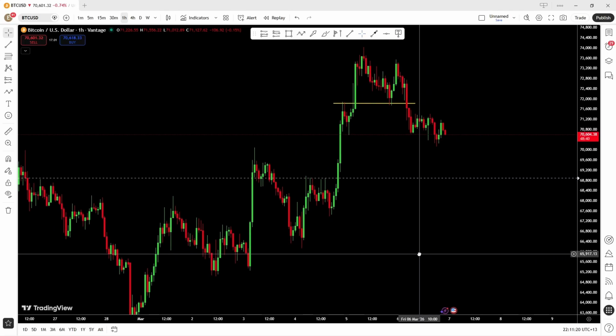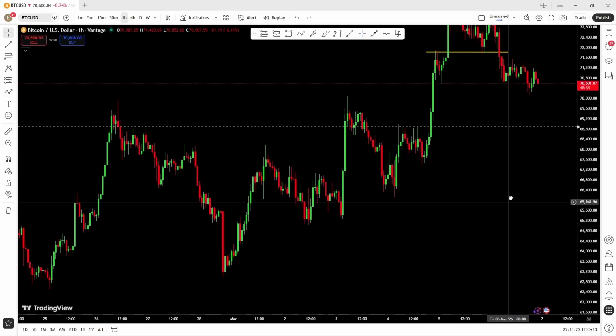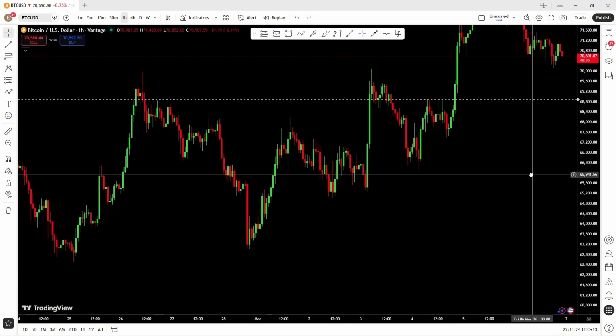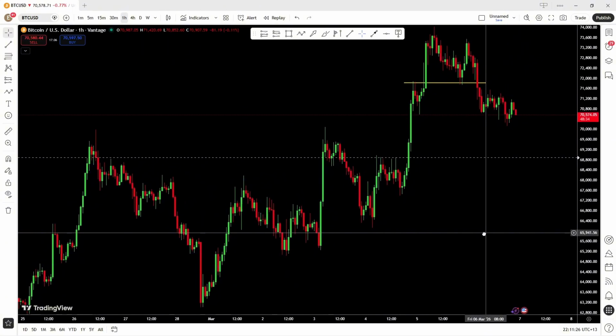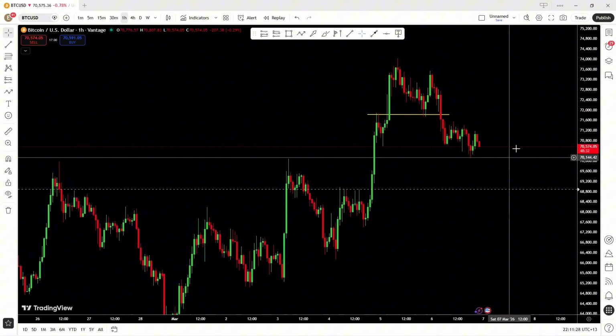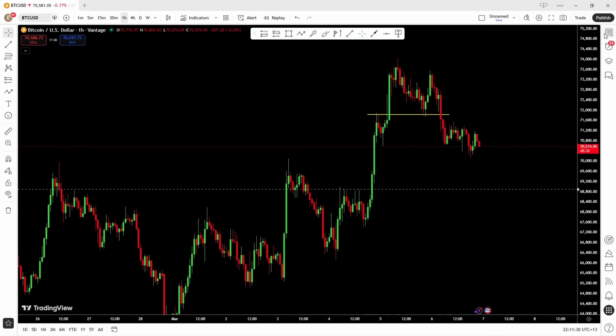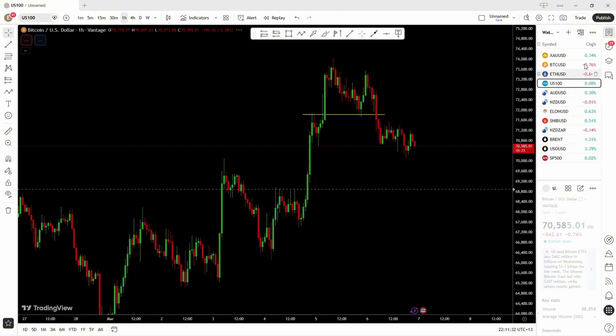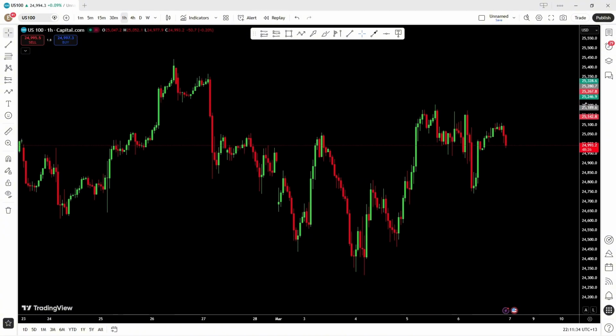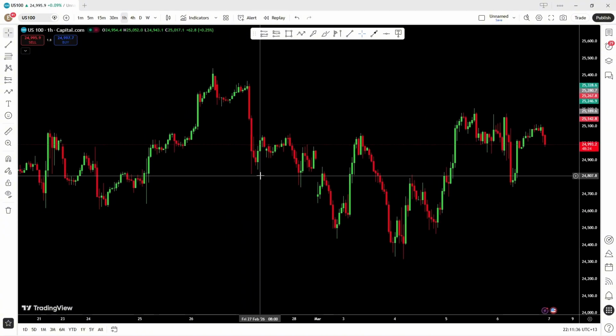So another example of that, let's just have a look. As it happens, I like to mark out these structure levels on the hourly time frame. I think I saw something good on the Nasdaq. So if we look over here, this market is bullish.